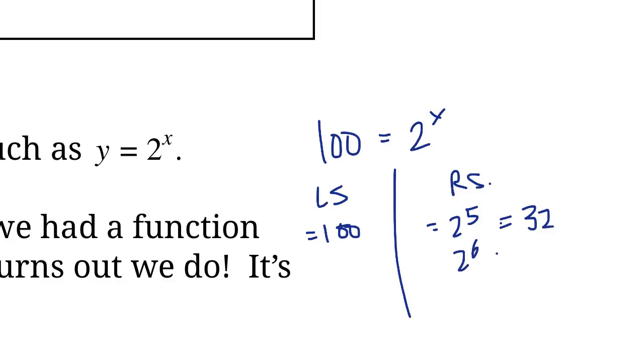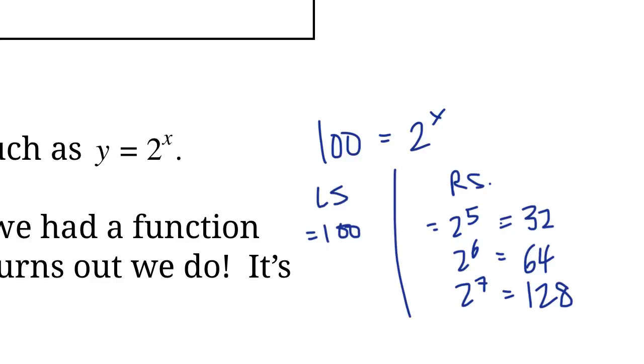So let's try 2 to the power of 6. This gives me 64. Okay, that's getting closer. So let's try the next one, 2 to the power of 7. That gives me 128. Oh, now we've gone past 100, right? Remember, we're trying to get to 100. So obviously the x value that we're looking for is going to be between 6 and 7.